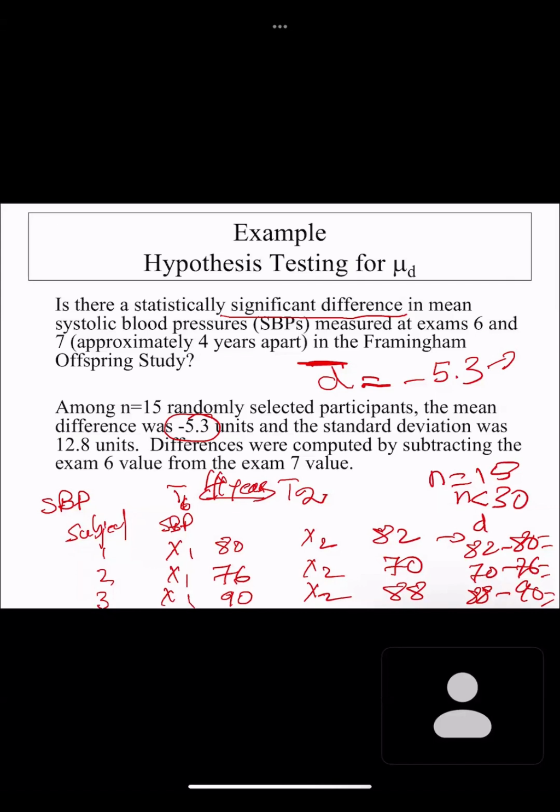And then the standard deviation was S equal 12.8 units. The differences were computed by subtracting 6 minus 7. So this is D is 6 minus 7, time 1 minus time 2. So they find that the systolic blood pressure difference is negative.